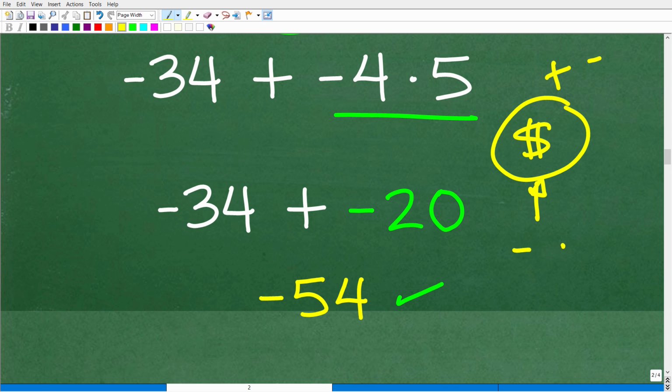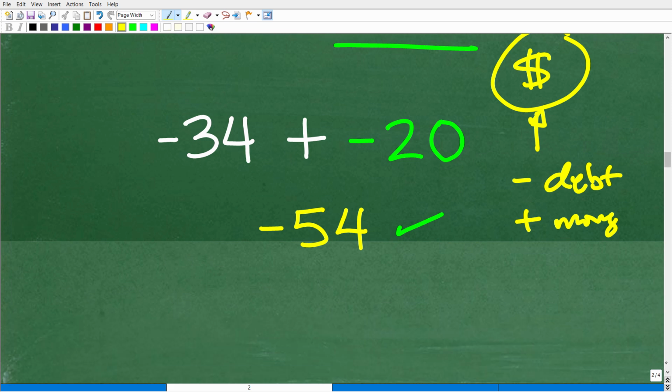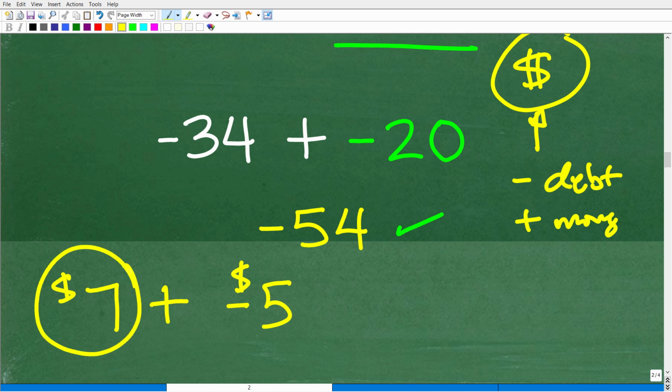Negative numbers are like having debt, and positive numbers are like having money. Let me give you a simple example before we look at the final answer here. If you have $7 in your pocket, well, that's a great feeling. And let's suppose your friend comes up to you and says, "Hey, you remember I gave you $5 last week? You owe me that $5." Well, you have $5 in debt, right? So the question mathematically would be equivalent to this: 7 plus negative 5. You have $7, but you also owe $5.